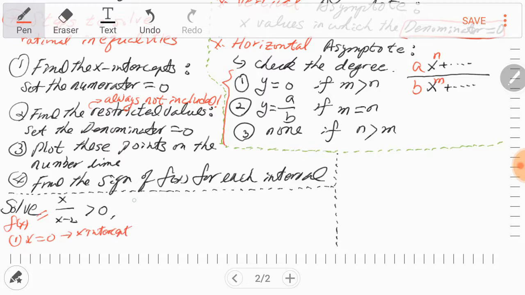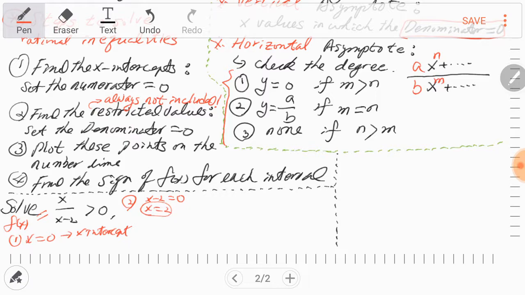Number 2 is find the restricted values. We get the restricted values from the denominator. So set the denominator equal to 0. So x minus 2 is equal to 0, then x equals 2. So we know that x cannot be equal to 2 because if x equals 2, then the function is undefined. So these 2 will not be included anywhere.